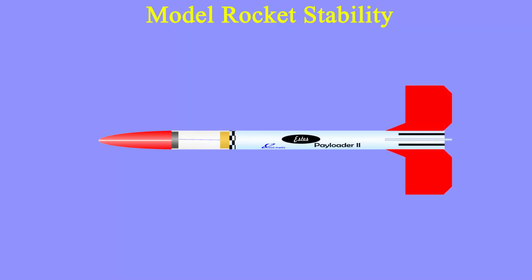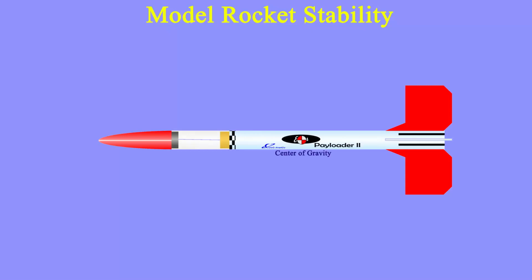Then we have the fins. This important and integral part of the rocket helps maintain directional flight through the atmosphere. The size, shape, number, and location of the fins all determine the position of the center of pressure on a model rocket. The center of gravity is the pivotal point of the rocket.